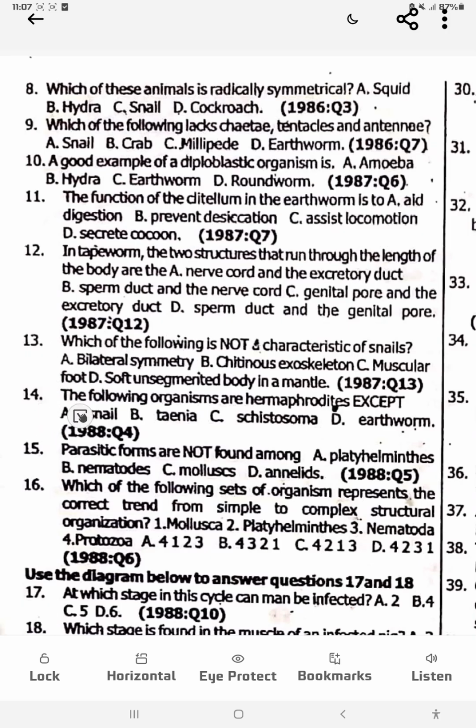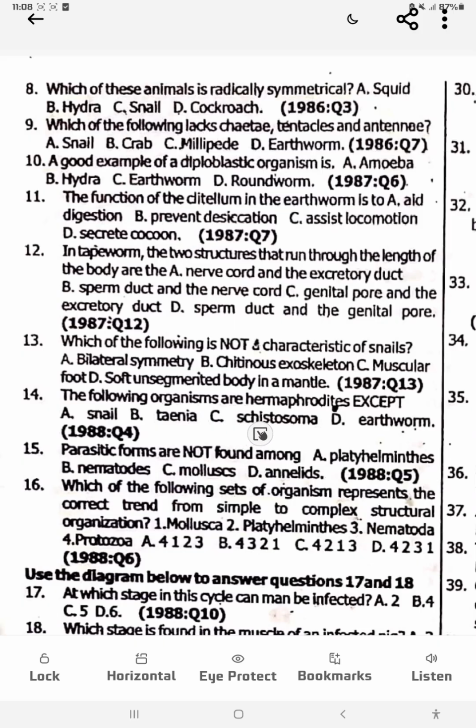The following organisms are hermaphrodite except. So first, what is hermaphrodite? Hermaphrodite animals have both male and female parts in their body. Imagine a human being with both penis and vagina, you would call that hermaphrodite. That's not what they actually call it, I'm just giving you an example. Animals with both parts.